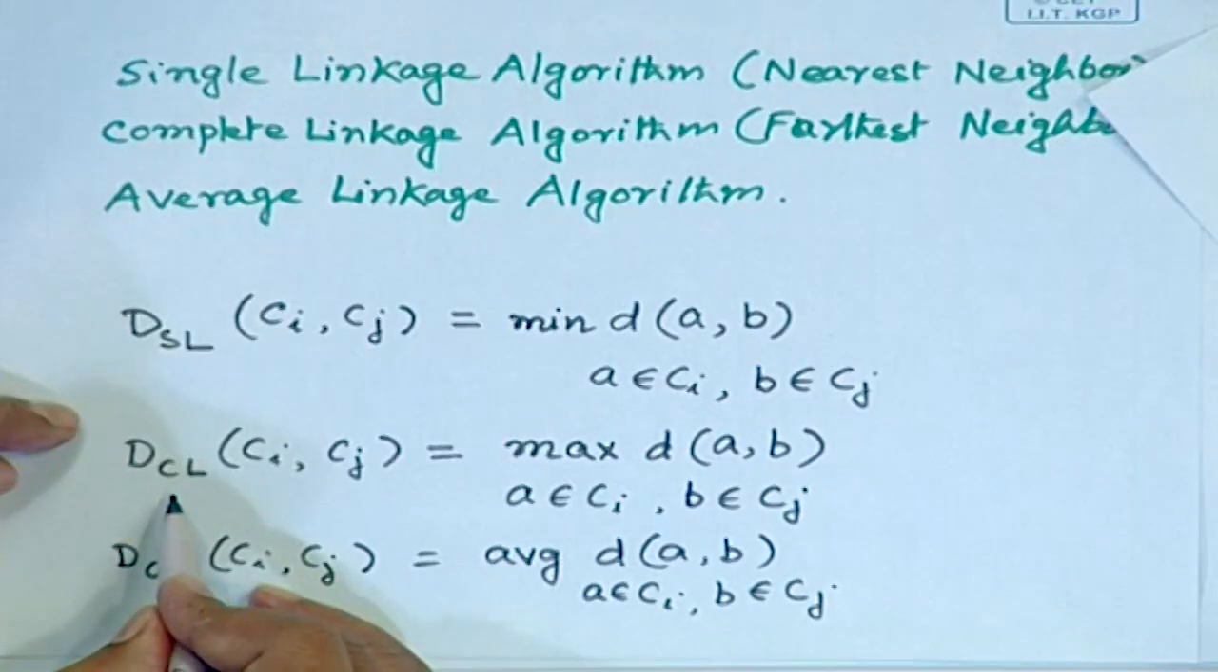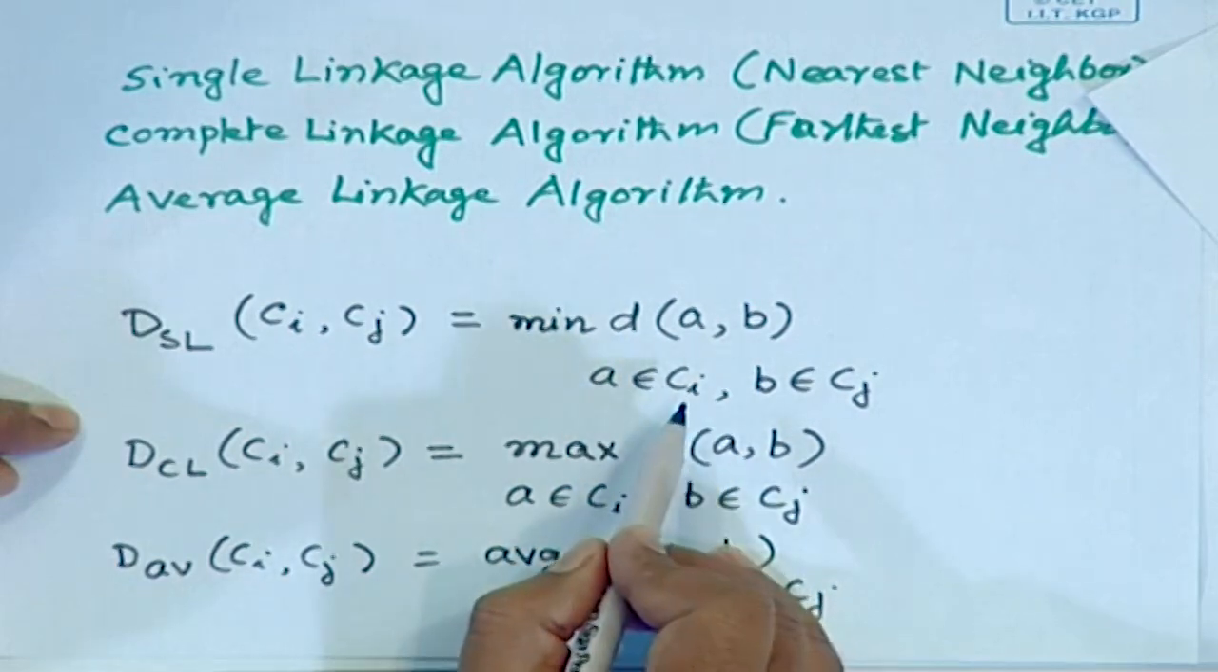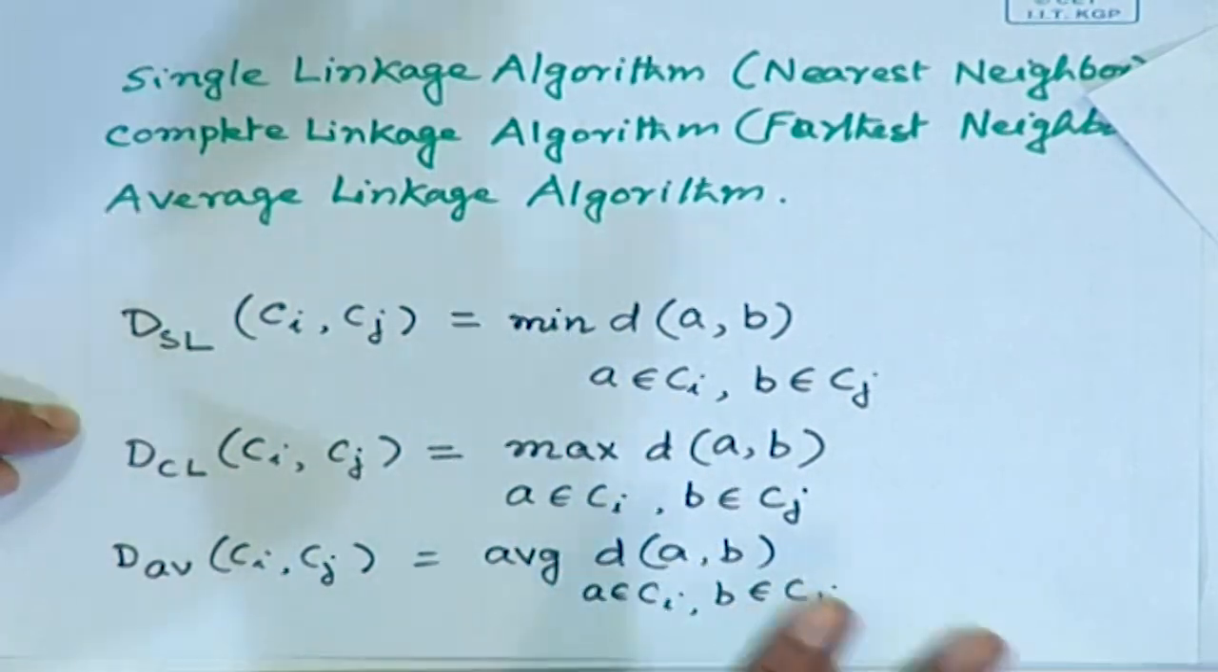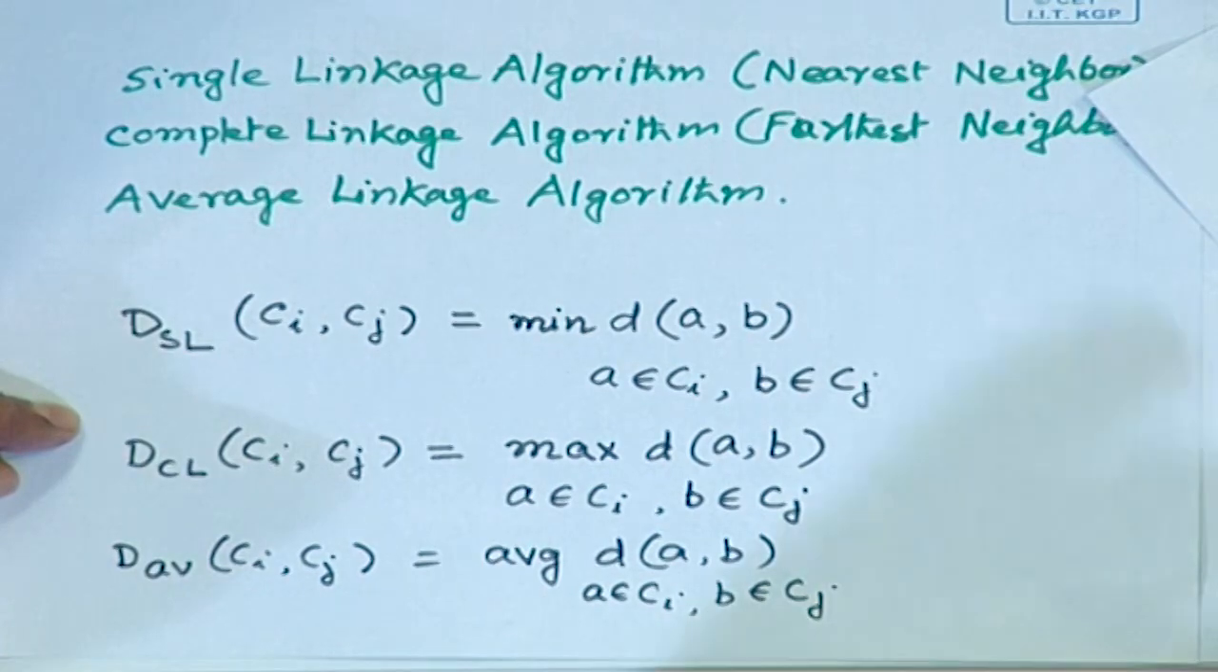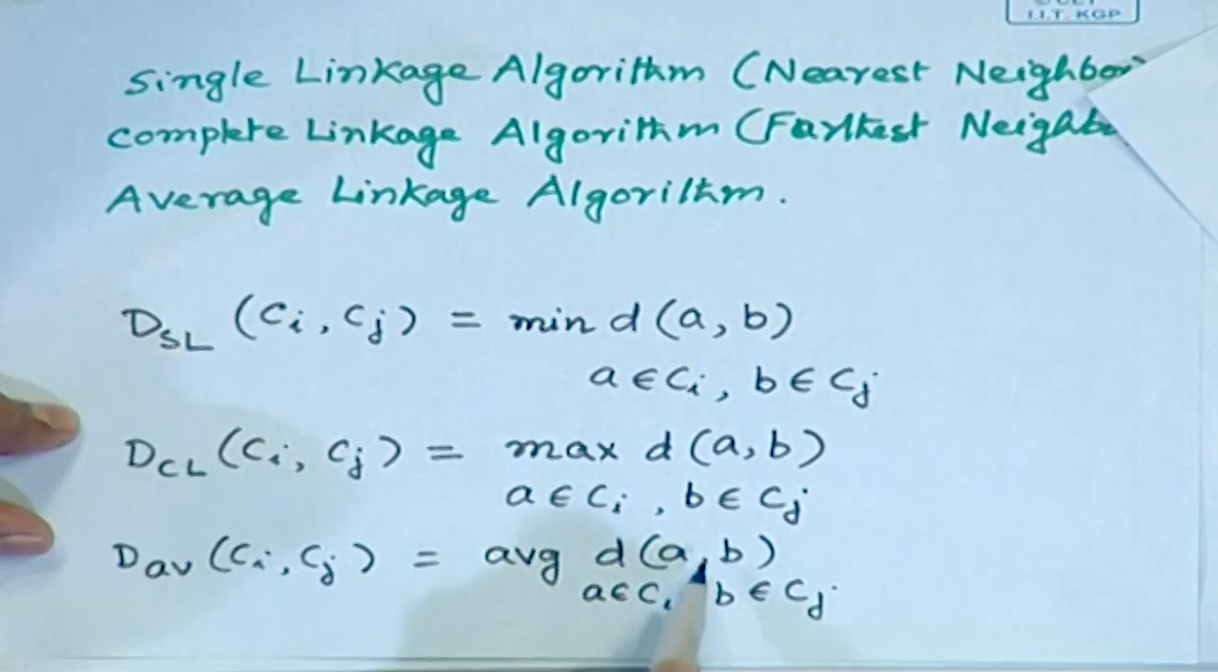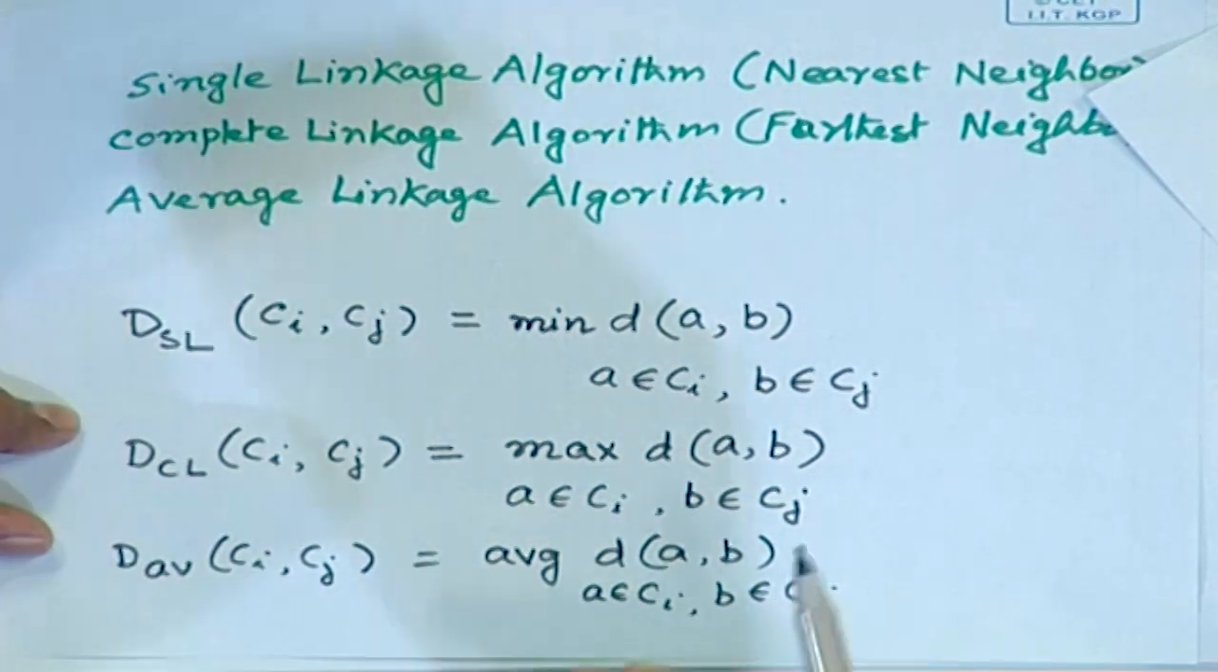I have to take the minimum of these distances to give me the distance between the clusters Ci and Cj. In case of complete linkage, here I have taken the minimum distance, here I will take the maximum of those k number of distances. So, the maximum of those k number of distances gives me the distance between Ci and Cj. In case of average distance, it is the average of those k number of distances that will give me the distance between Ci and Cj. So, I am taking minimum, maximum or average to compute the distance between the cluster Ci and the cluster Cj.